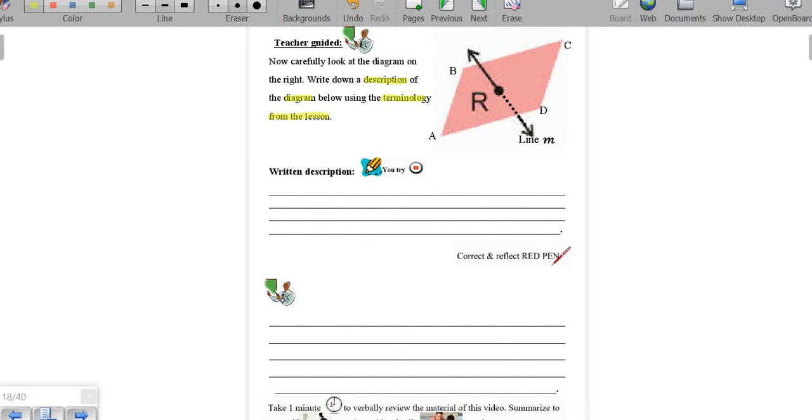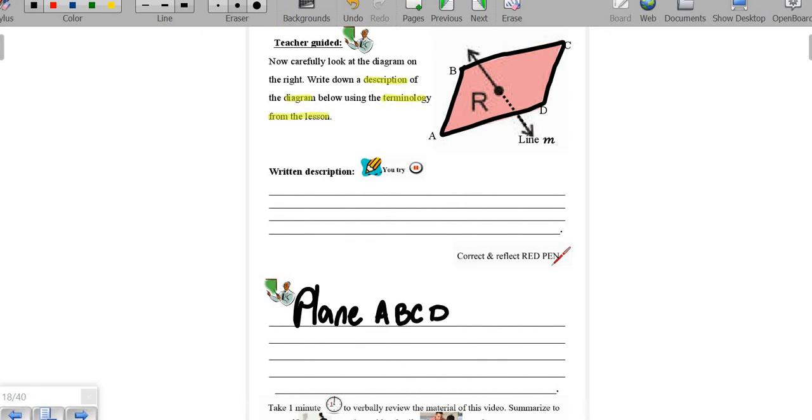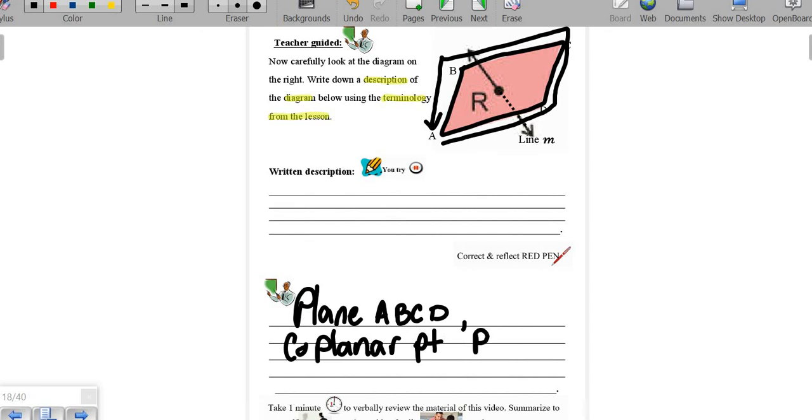Pause. Okay, welcome back. Here are the key things you should have done. I would most likely start with the plane and the fact that you have a plane A, B, C, D. Now, you could have gone in a different order. You could have gone this direction, A, D, C, B, this way. That's fine. Okay, and then you have a coplanar point R. Okay, coplanar means on the plane.